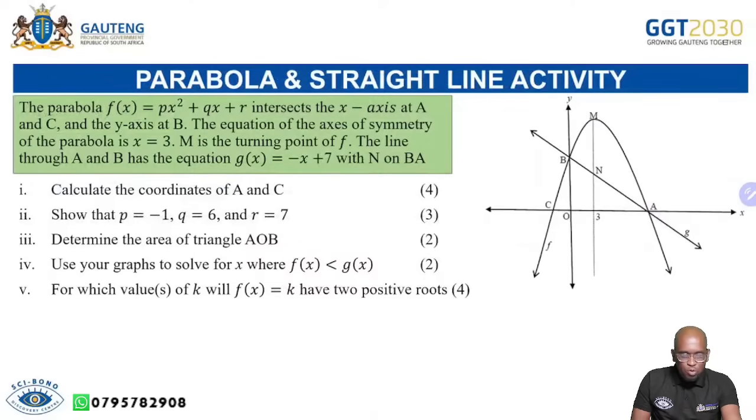Now, this is the second question. All right, the parabola f of x is px squared plus qx plus r, and it intersects the x-axis at A and C and the y-axis at B. The equation of the axis of symmetry of the parabola is x equals 3. M is the turning point of f. The line through A and B is given by y equals negative x plus 7. Okay, so now this question, you must try to do it, and I'm going to give you just 12 minutes. Okay.